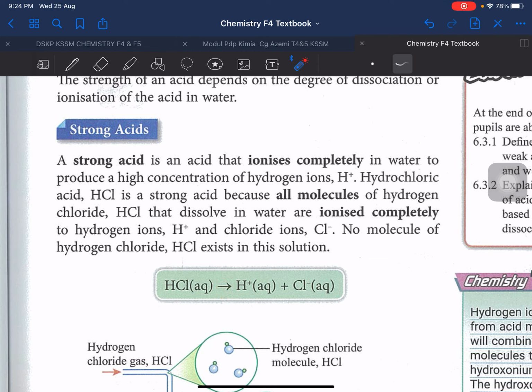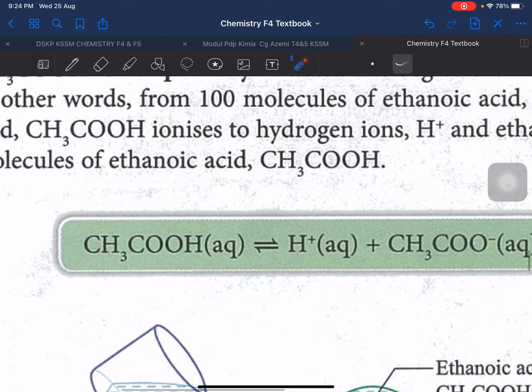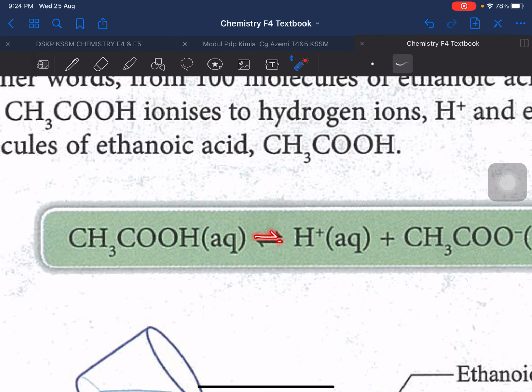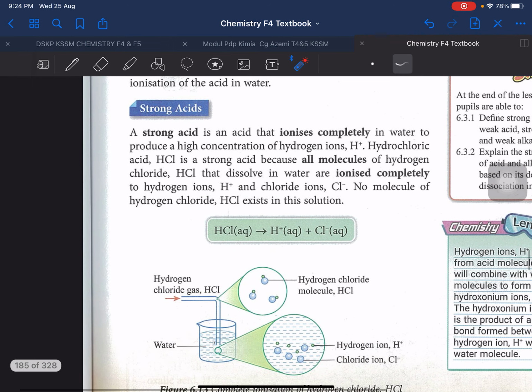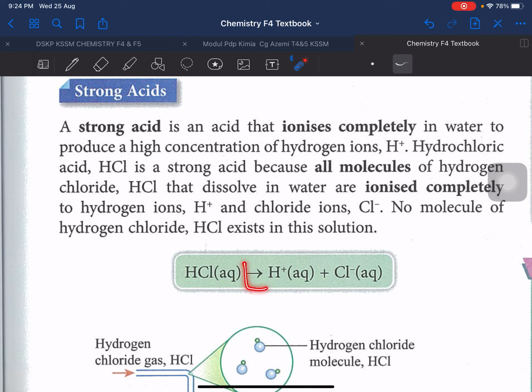Okay, how do you know? Persamaan menunjukkan dia mengion sepenuhnya ataupun tidak adalah daripada anak panah. Look at this arrow over here. This is one-way arrow. Okay, there's one more arrow that you need to understand, this one, reversible arrow. Okay, ini anak panah berbalik. If you see this type of arrow, ini menunjukkan itu adalah weak acid. Tapi for strong acid, usually memang anak panah satu arah yang digunakan.